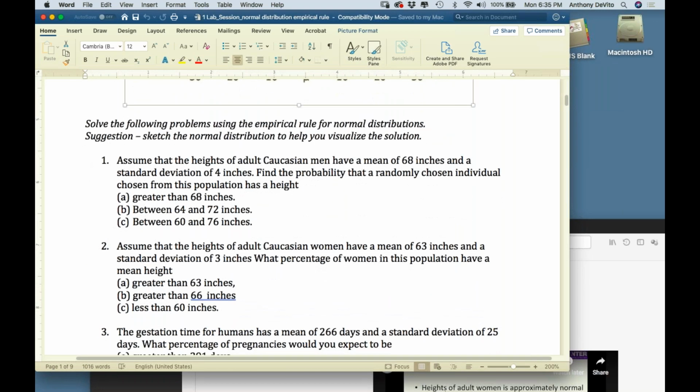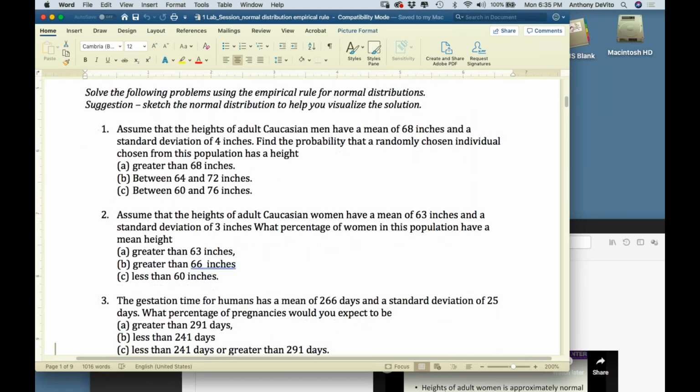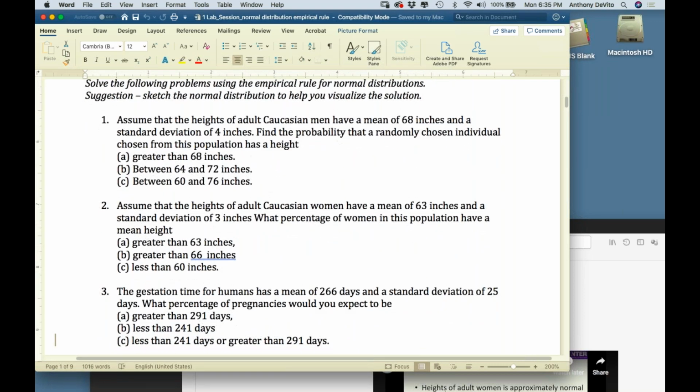So I'm going to ask you a few questions now. Okay, so let's bounce through these questions. Assume that the heights of adult Caucasian men have a mean of 68 inches and a standard deviation of 4 inches. Find the probability. Now again, we're looking at the entire population here, right? That's not a sample. This is mu and sigma. So these are numbers that represent the entire population.